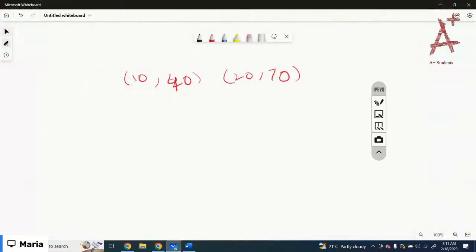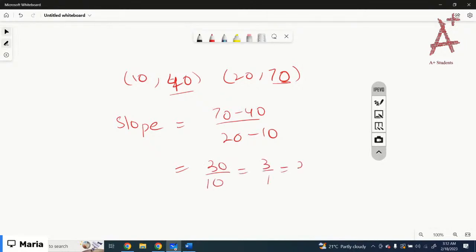So you have to calculate the slope. The slope is change in y divided by change in x. So y is 70 minus 40. Just subtract the y coordinates and divide by the difference of the x coordinates. So 70 minus 40 is 30 and 20 minus 10 is 10. So that would be 3 over 1 and that equals 3. Got it? So the correct option is 3. So the slope of the graph is 3.